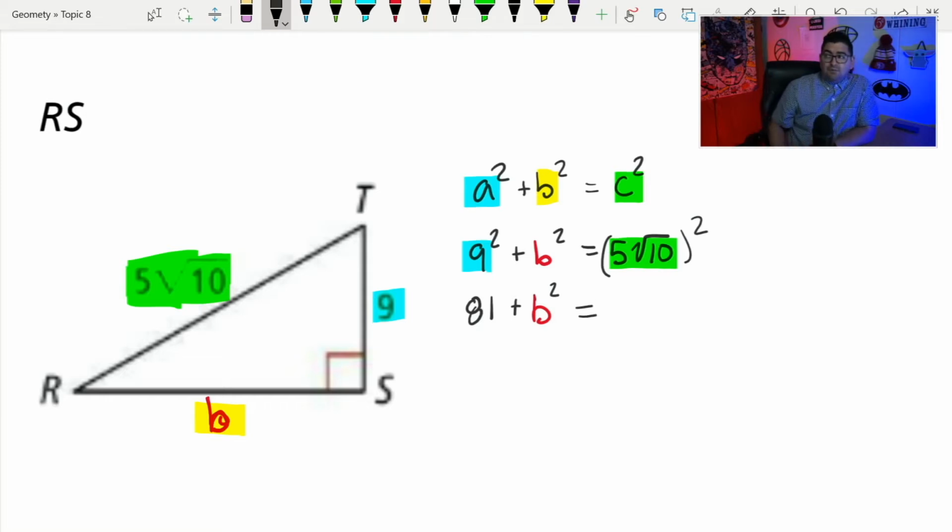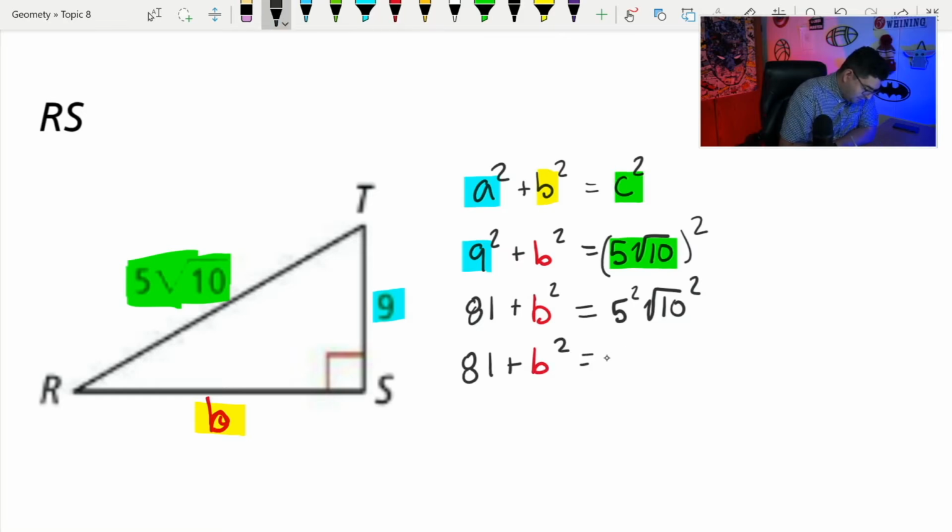Now 5 square root 10, how do we figure that out? Well, you have to remember that the 5 is squared and the 10 is squared. This is the same as 5 squared times square root 10 squared. Which, if you do that, 5 times 5 is 25. So I'll write that down right now. And square root 10 times square root 10 is 10.